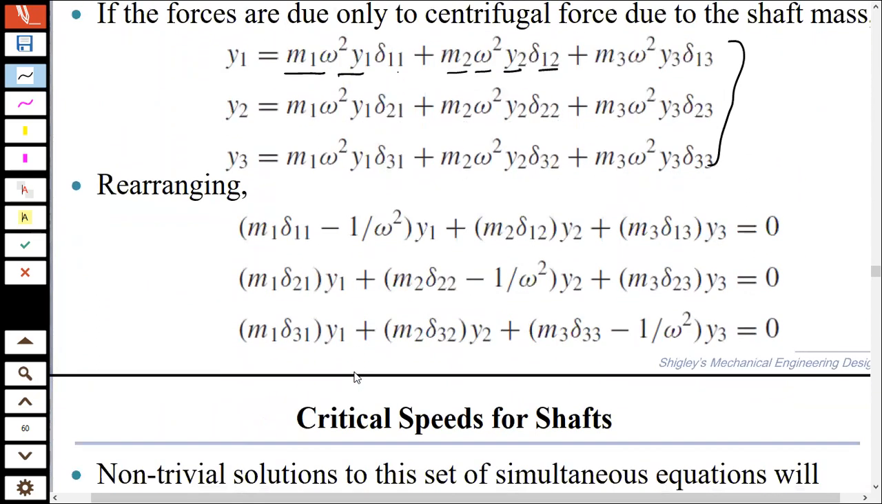Rearranging these equations, what we will have is (m1 delta 11 minus 1 over omega square) y1 plus m2 delta 12 y2 and m3 delta 13 y3, and similarly for the other two equations. We will equate these to 0, and that's what we will have.